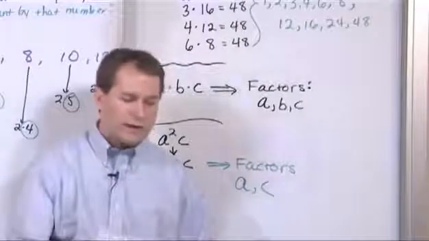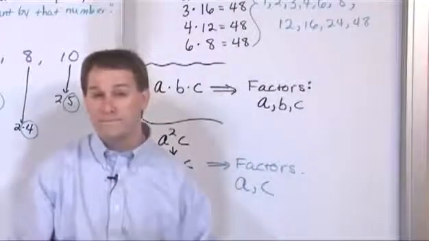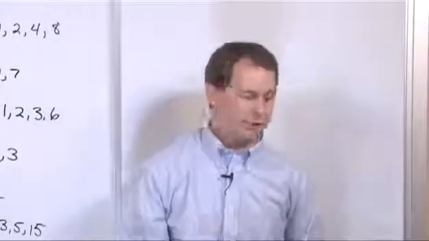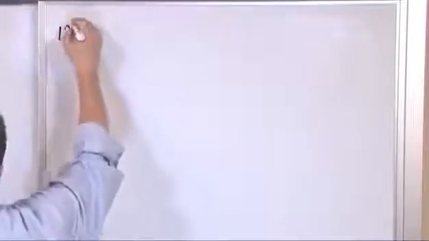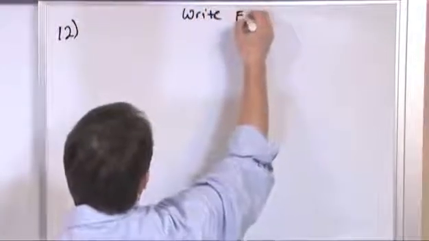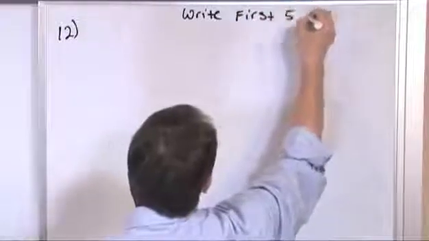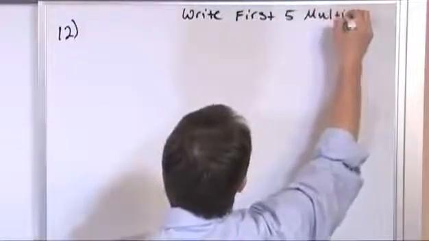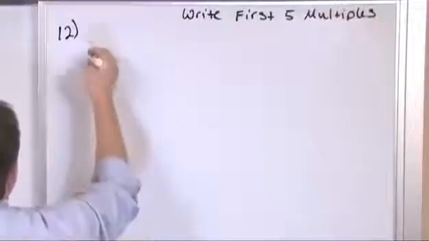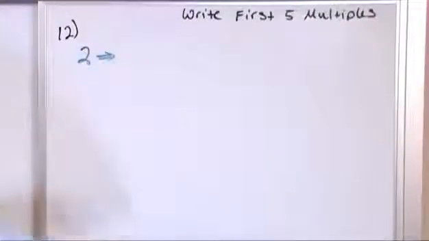All right, so what I want to do now is erase the board, and we'll do a couple of problems on multiples. Okay, let's go ahead and do our problems on multiples. They're not going to be very difficult, but you need to prove to yourself that you understand what they are. So what we want to do is write the first 5 multiples of the number given. And so for our first number, we're going to have the number 2. So my question to you is, what are the first 5 multiples?